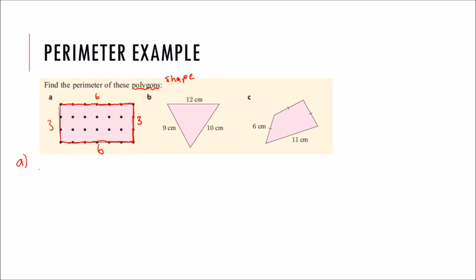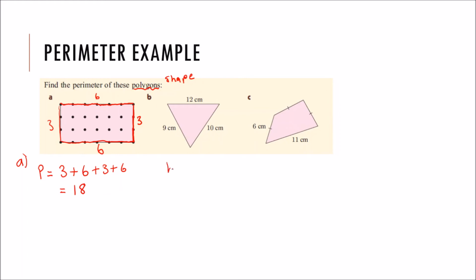So that means my perimeter is 3 plus 6 plus 3 plus 6, and that is equal to, so I have 3 plus 6 is 9, plus 3 is 12, plus 6 is 18. So I have a total of 18 as my perimeter.